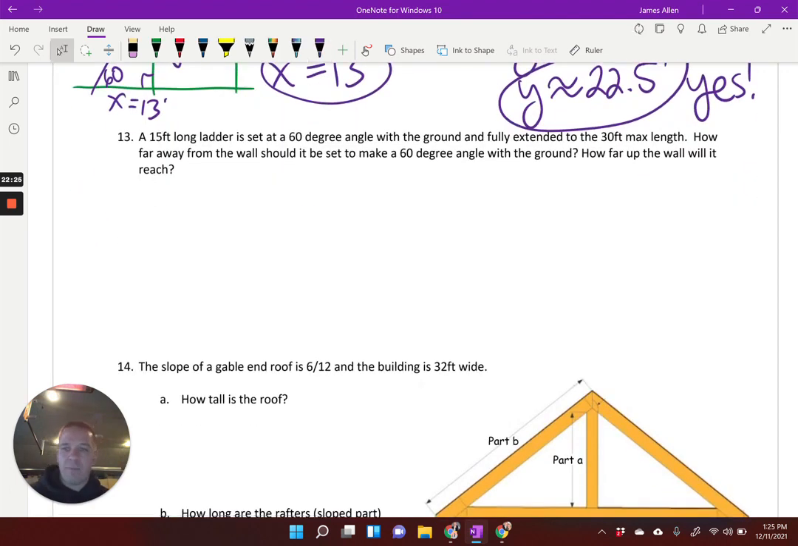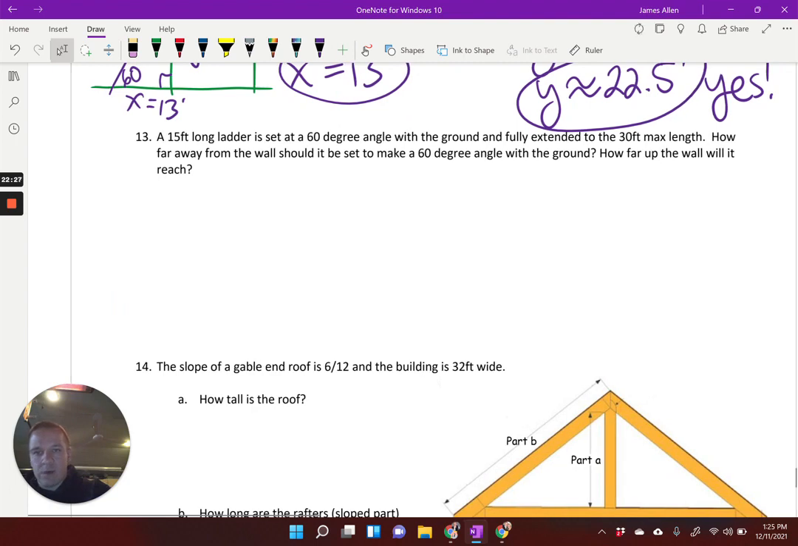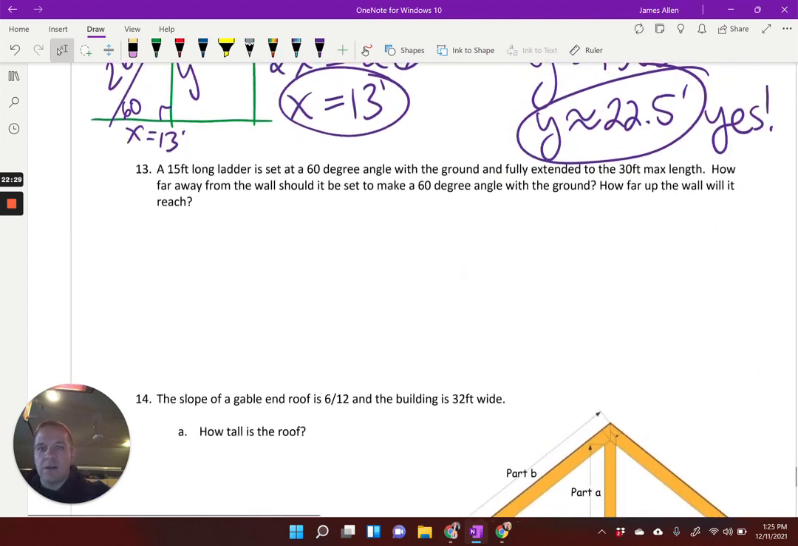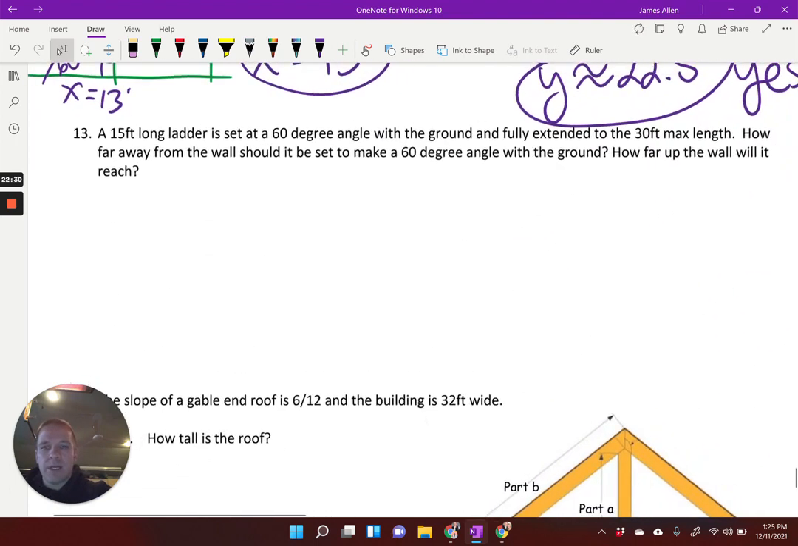Cool. Another ladder problem. Then I think 14 is our last one, and we are done. All right. It's 13. A 15-foot ladder is set at a 60-degree angle with the ground. So same kind of idea here. But I apparently forgot to change some things. I was making some new numbers here. Let's say it's a 30-foot ladder. Okay. So let's do it again. We're going to set it up.